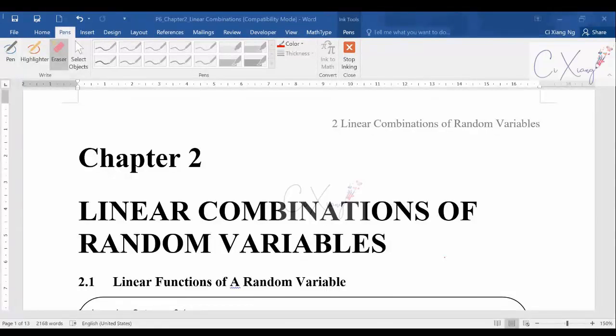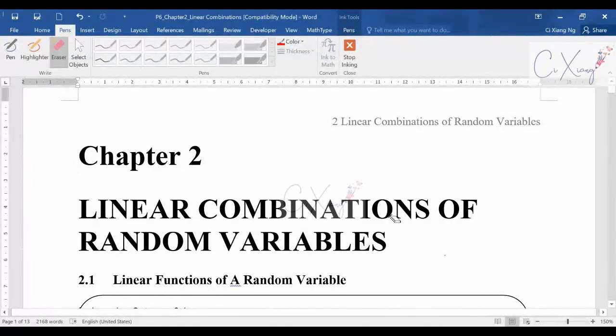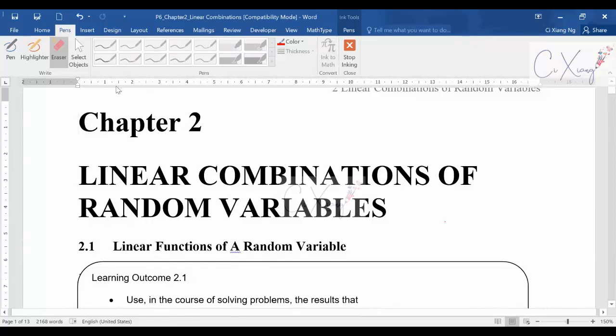Okay, so for today we'll start with the very beginning part of chapter 2, right? So actually, in the previous video last week, we already discussed the very last part of chapter 2. So for today we are going back to the front, to learn all the important concepts about chapter 2. Okay, so in chapter 2 we talk about linear combination of random variables.